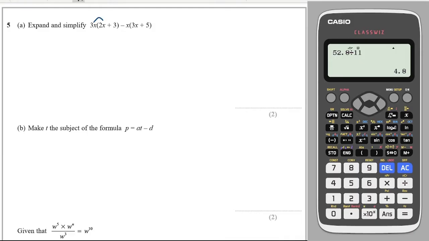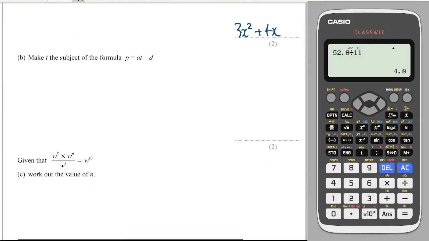Expand and simplify. 3x times 2x is 6x squared. 3x times 3 is 9x. Minus x times 3x is minus 3x squared. And minus x times 5 is minus 5. Collect the x squareds, gives me 3x squared plus 4x.